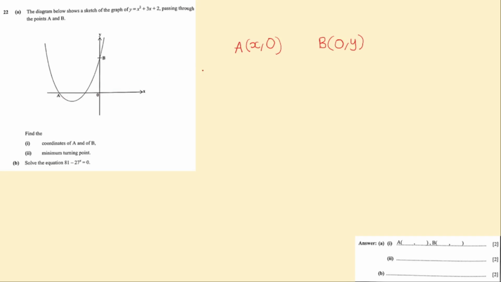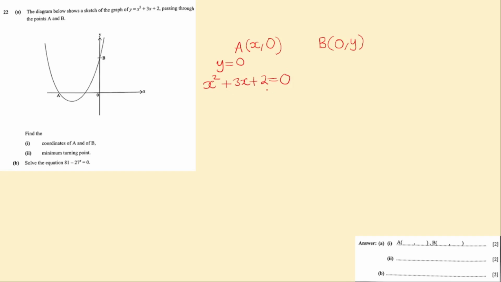So in this instance, we have y being equal to 0. And we've been given the curve as x squared plus 3x plus 2. So where there is y, I'm going to put 0 so that I can find the x values. So x squared plus 3x plus 2 will be equal to 0.